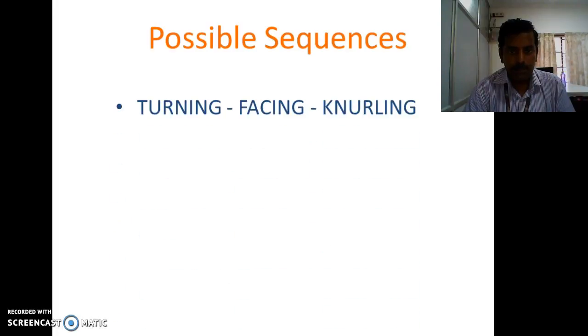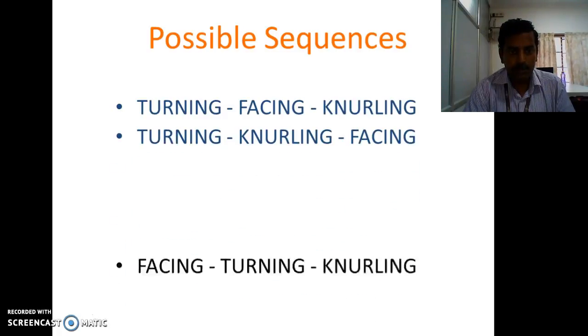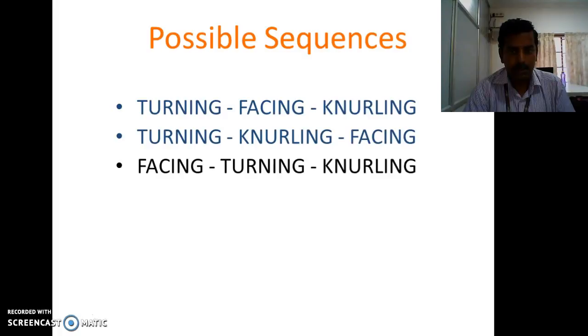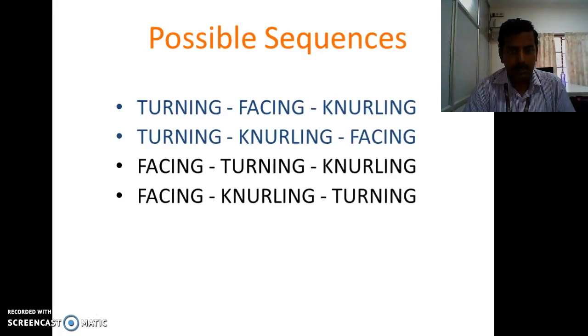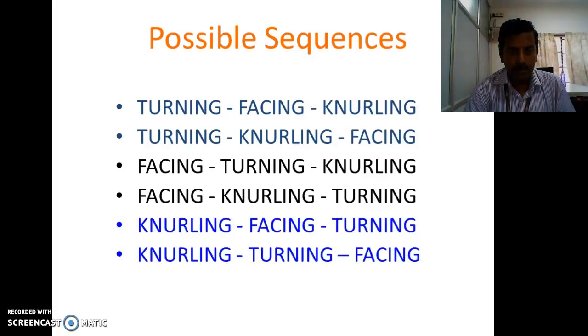And these are the possible sequences: turning followed by facing followed by knurling; turning, knurling, facing; facing, turning, knurling; facing, knurling, turning; knurling, turning, facing; knurling, facing, turning. Out of these, turning followed by facing followed by knurling is a possible sequence.